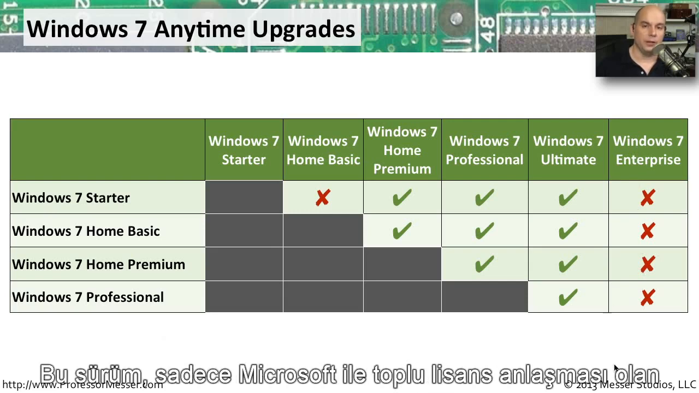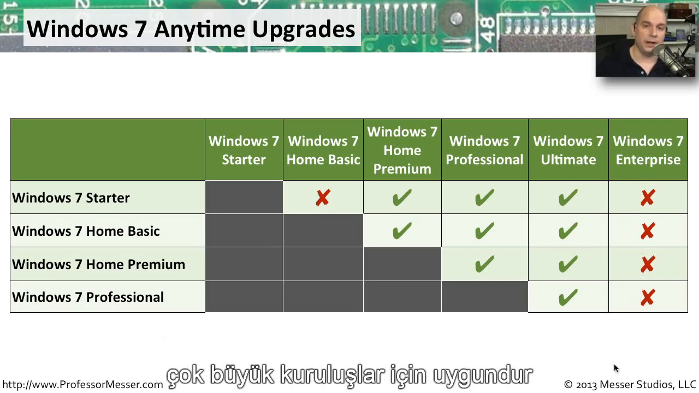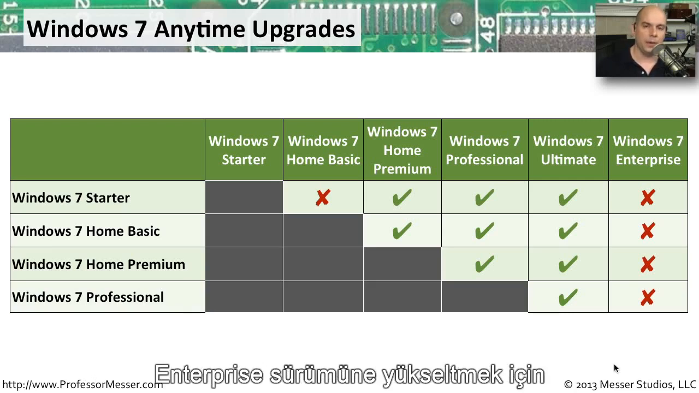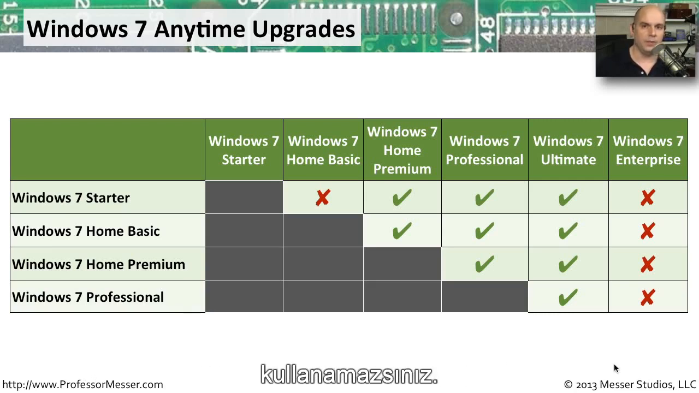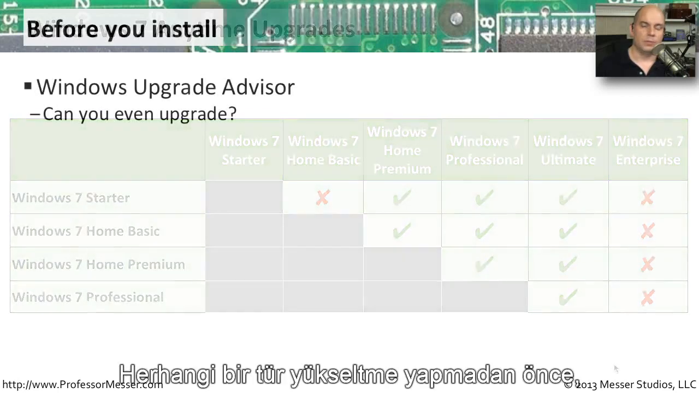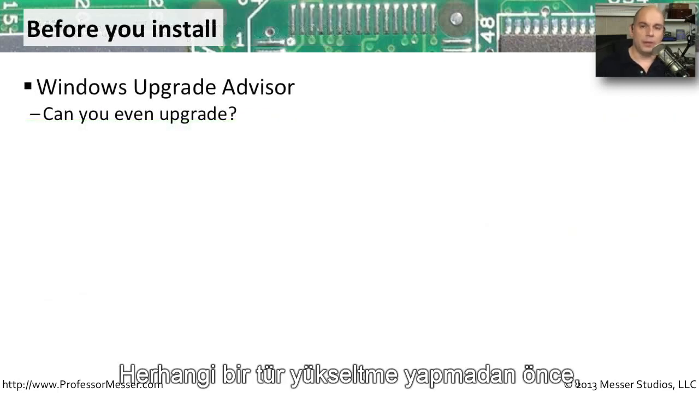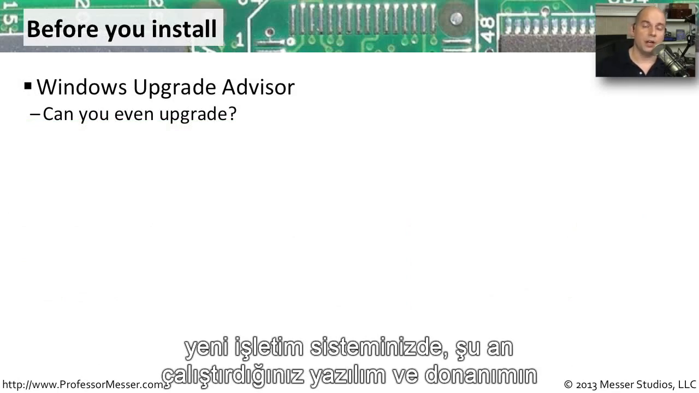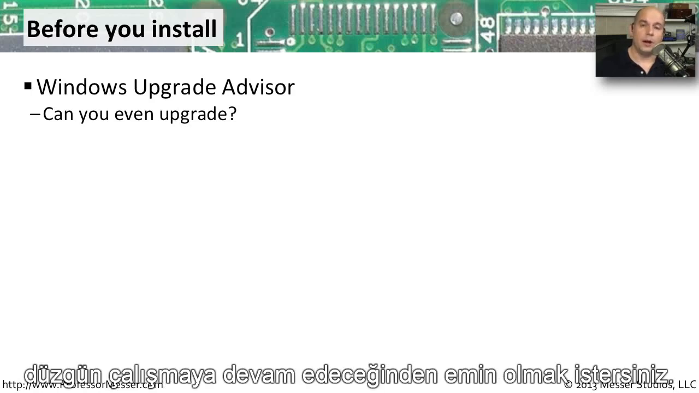That's the version of Windows 7 that's only available to very large organizations who have a volume licensing agreement with Microsoft, and you cannot use the built-in Windows 7 Anytime Upgrade to upgrade to that Enterprise version. Before you perform any type of upgrade, whether it's an in-place upgrade or a clean install upgrade, you want to be sure that the hardware and the software you're running are going to work properly on this new operating system.